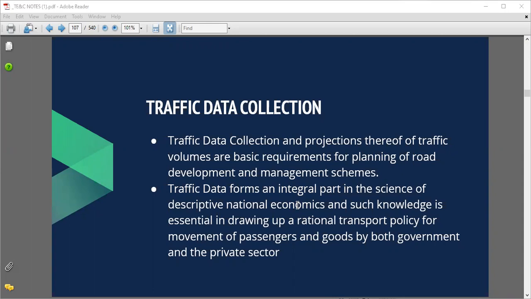Traffic data forms an integral part in the science of descriptive national economics, and such knowledge is essential in drawing up a rational transport policy for the movement of passengers and goods by both government and private sectors. So that is a very important part here, about private as well as government policies.